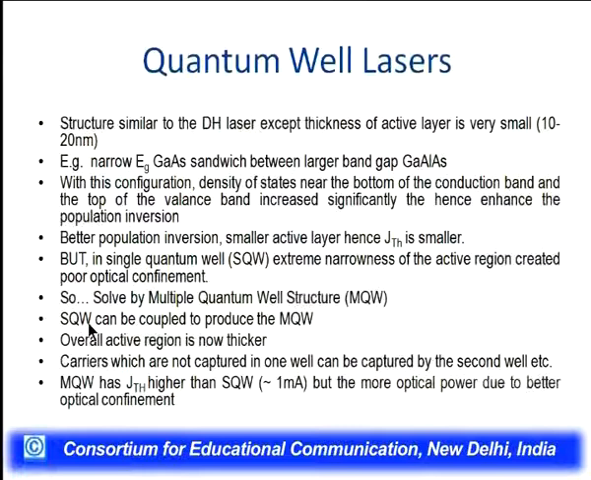For this, multiple quantum well structures are used. The single quantum well can be coupled to produce multiple quantum well structures. The overall active region is now thicker in the case of the multiple quantum well. The carriers which are not captured in one well can be captured by the second well, so that we can get a good output. The multiple quantum well has a higher current density than the single quantum well, which has, for example, 1 milliampere, but it gives more optical power due to the better optical confinement.